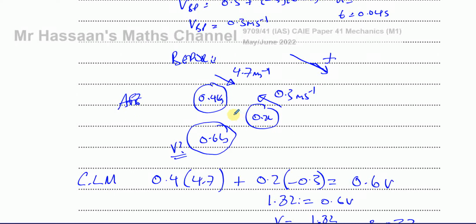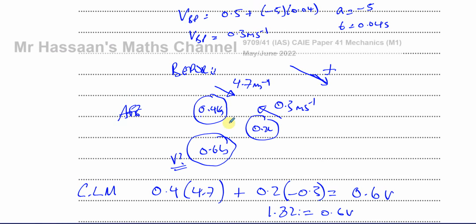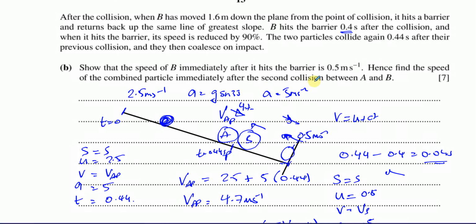So you get 91 over 30, which is 3.03. So 3.033 continues. It's a recurring decimal. So we should round to 3SF. 3.03 meters per second is the speed of the particles after the collision. Of course, they're going to be going in the direction that we've called down, which is positive, which is down. Okay, but they didn't ask you for the direction, just the speed.